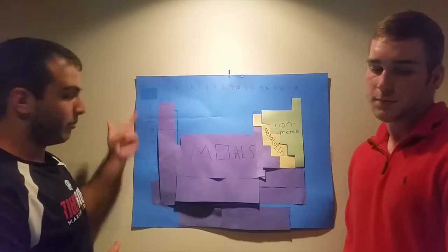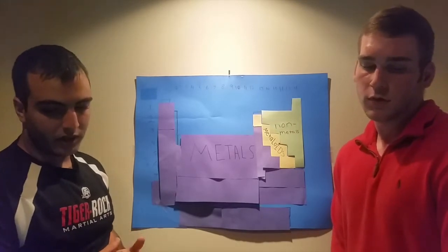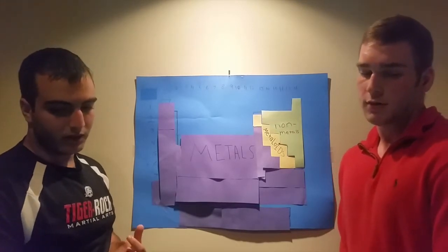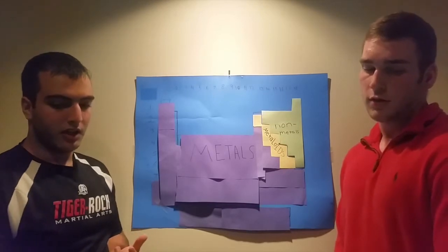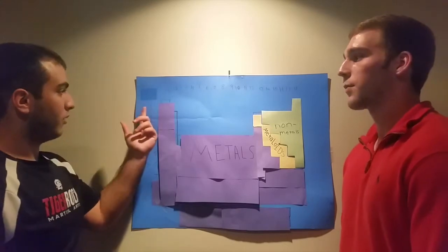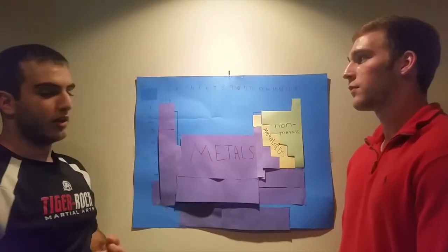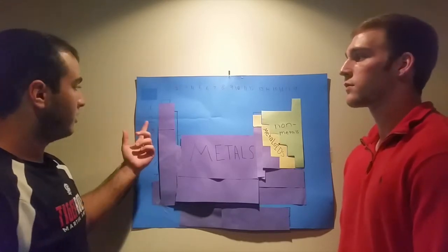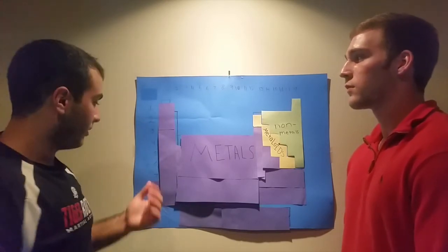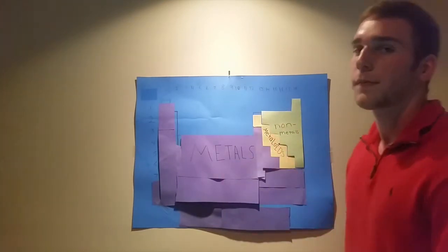And the periods are horizontal rows on the periodic table. The period number is equal to the principal quantum number, otherwise known as n, of the highest occupied energy level of the elements in the period. So anything in period 1 has 1 shell, then 2 shells, and so on, all the way to 7. Groups are vertical, periods are horizontal.